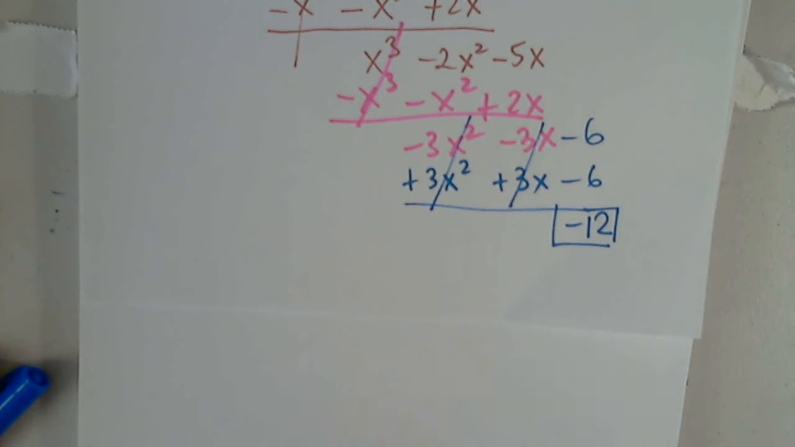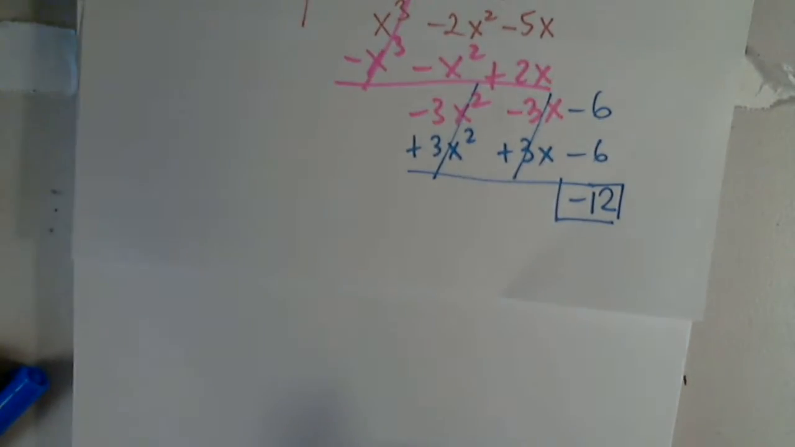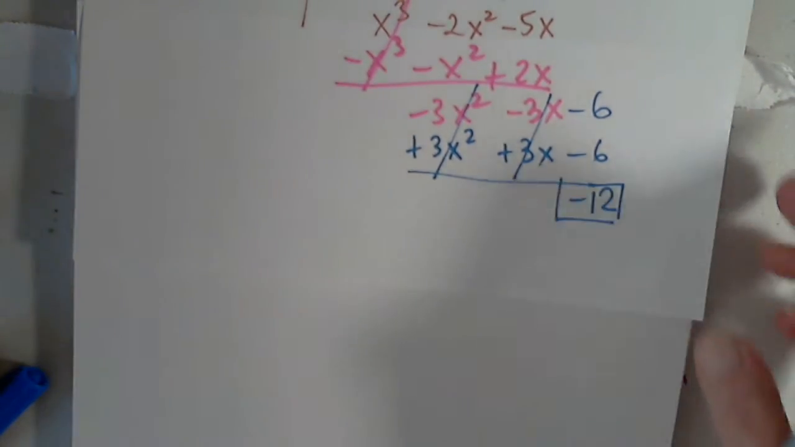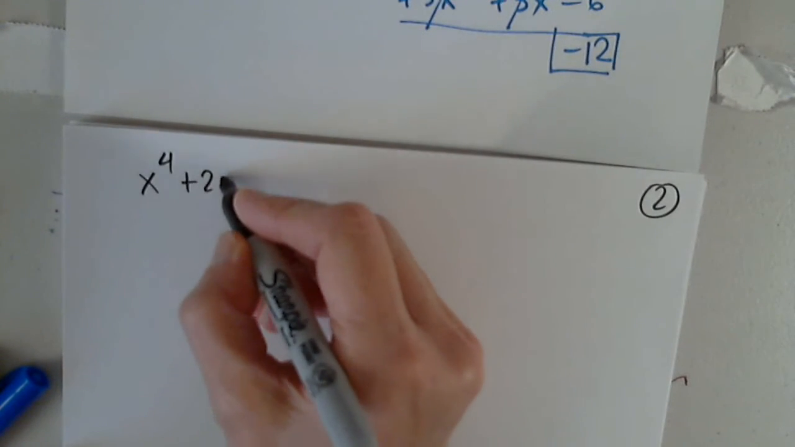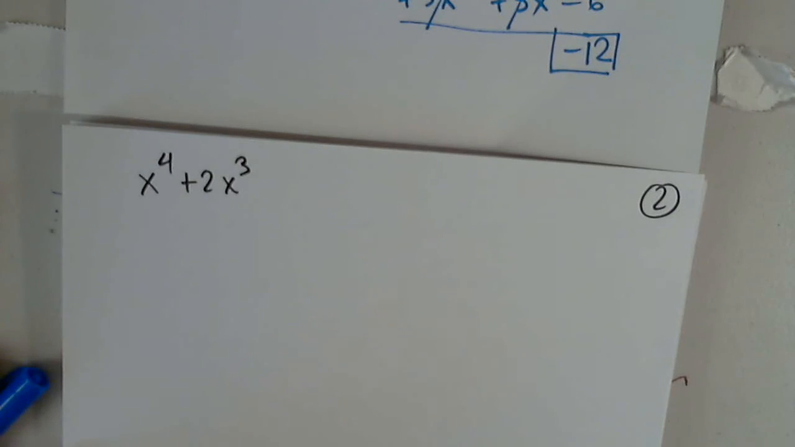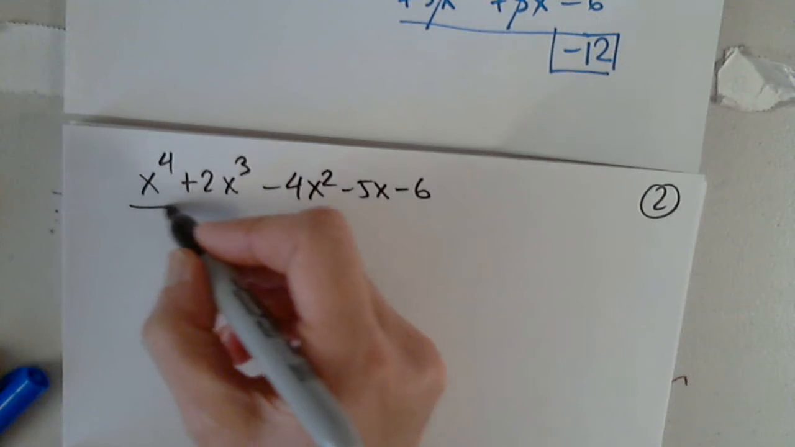So here's how we write the answer. I'm going to copy the problem again. Let me push this further back. I have some more room here. All my devices are almost a mile away from me. I'm kidding. Okay, so x to the fourth plus 2x cubed minus 4x squared minus 5x minus 6.